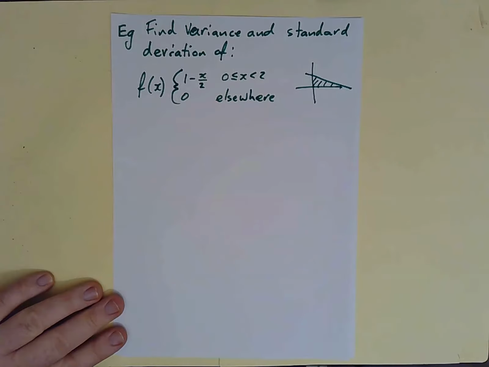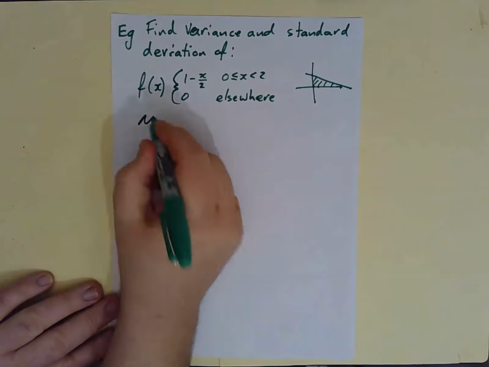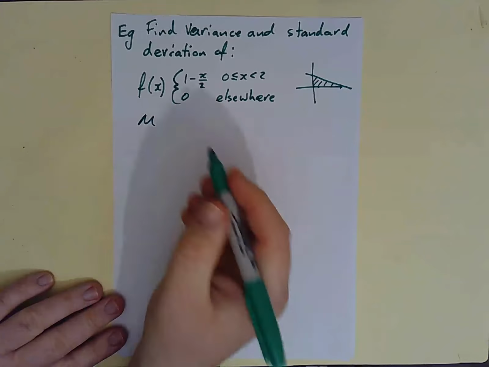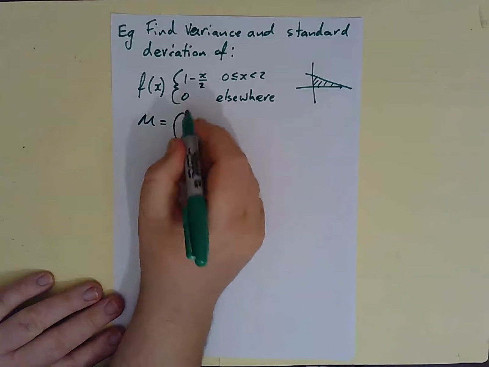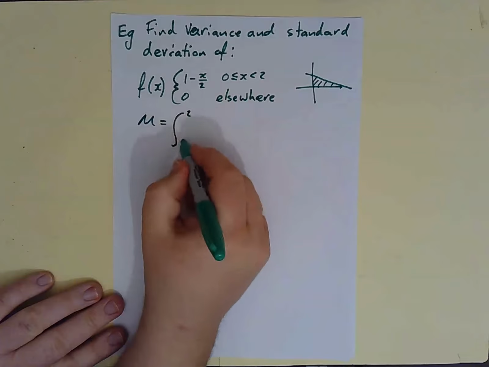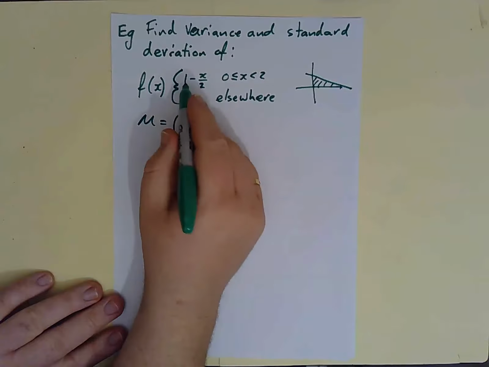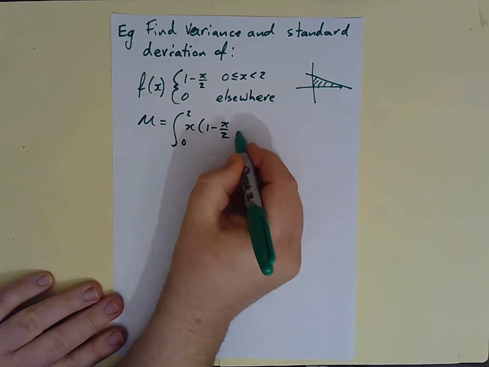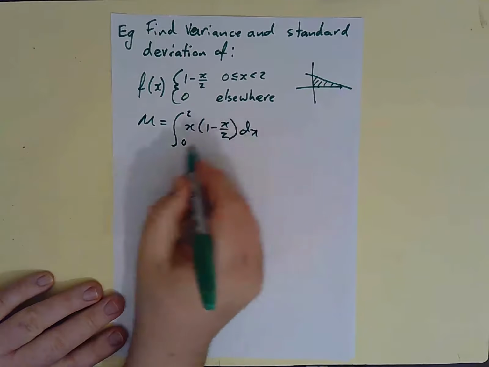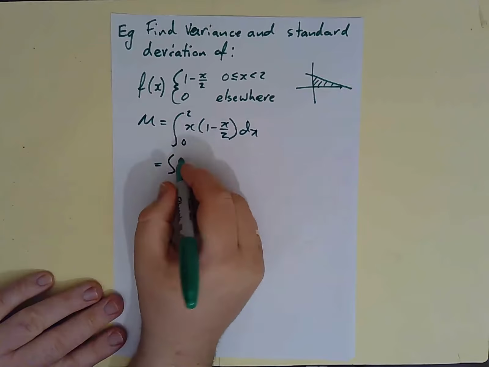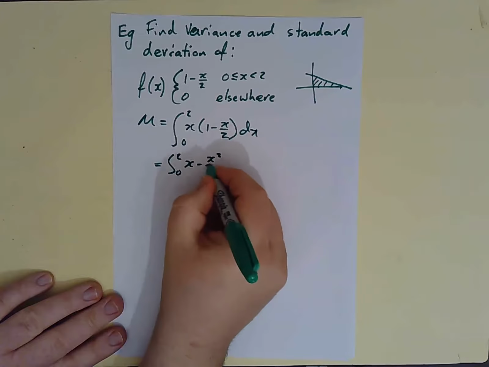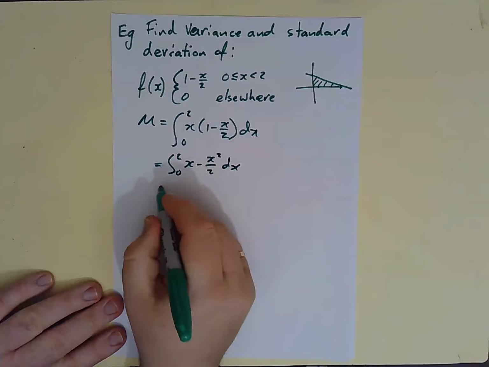We're going to use our formula, and we're going to find our mean, and then we'll find our expected x squared once I've found that. So finding our mean, remember, going from our upper limit to a lower limit of x lots of our function. So I might just neaten that up a little bit first. So x minus, and then I've got x squared over 2 dx.